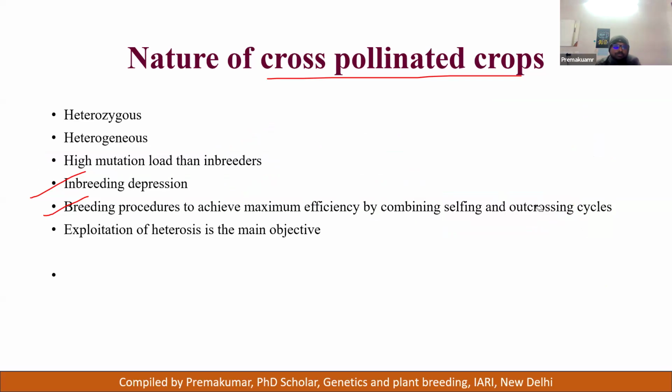Then another nature is exploitation of heterosis, which is one of the main objectives when you are breeding cross-pollinated crops. And when there is high heterosis, which genetic variances should be high? Dominance, overdominance, and epistatic variance. They are actually the major contributors of heterosis. We will discuss this predominantly.